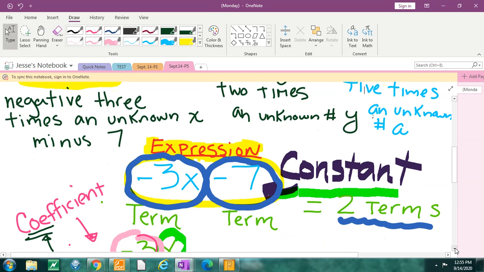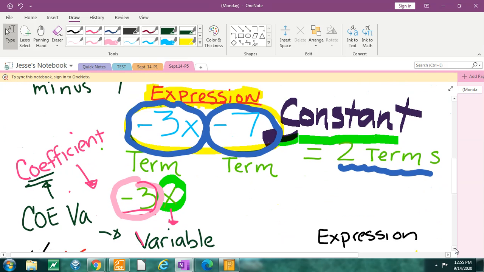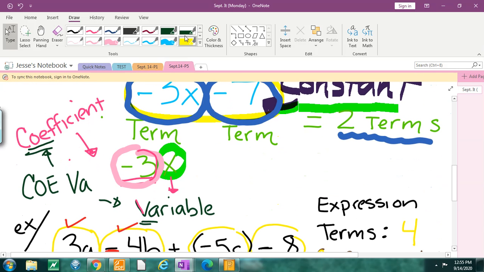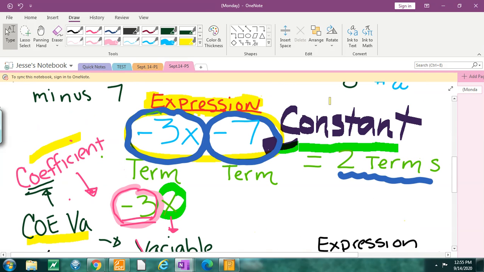So then what we did is we went over expressions. What's a coefficient and a variable? Right over here, the coefficient and then the variable. Remember, that's why I call it the coeva, because they're together. The number with the letter, coeva. And then the number without it is called the constant, right? That's just the number by itself. And then it has two terms.